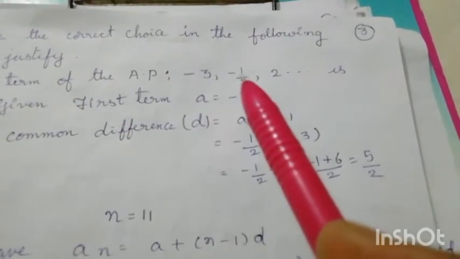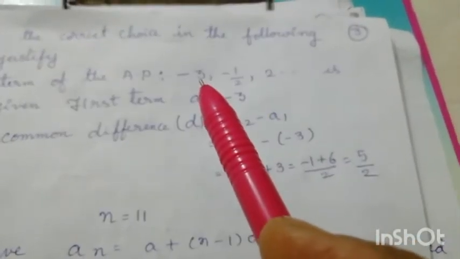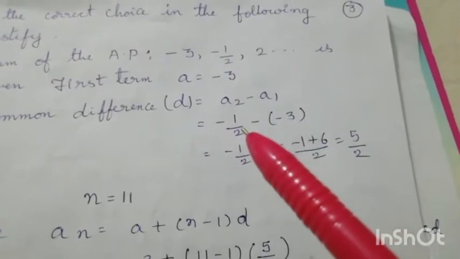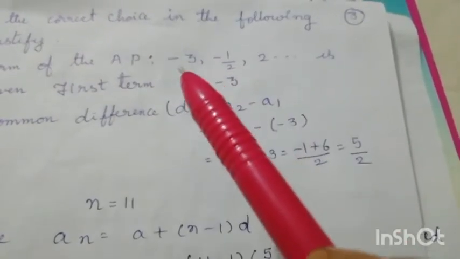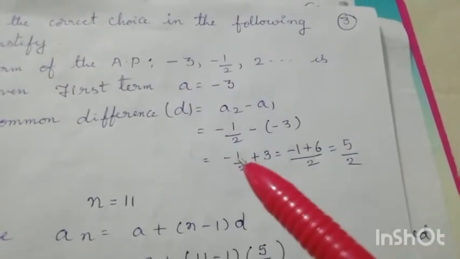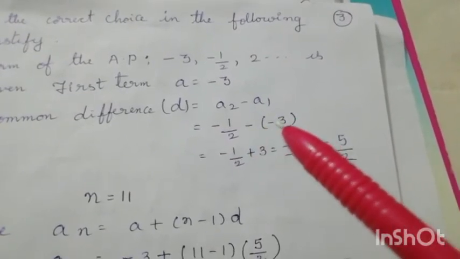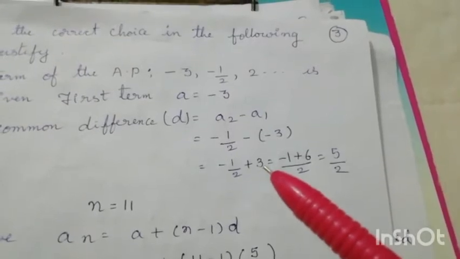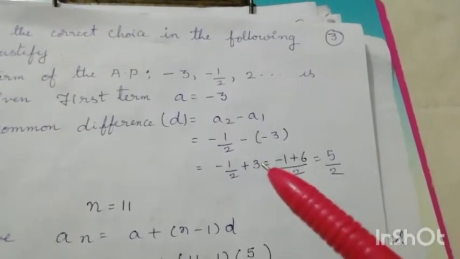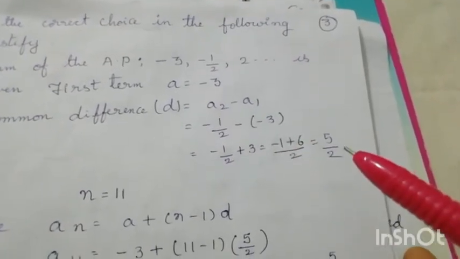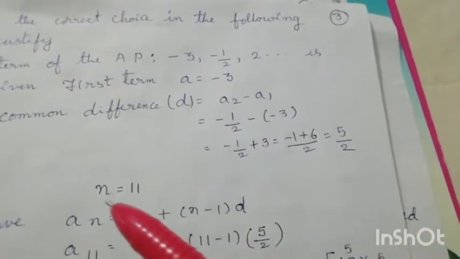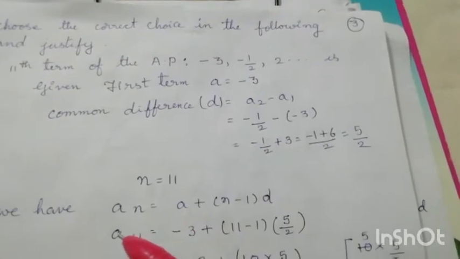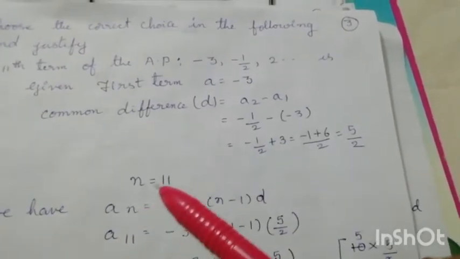Common difference D is equal to second term minus first term, that is A2 minus A1. A2 is minus 1 by 2, minus of A1 is minus 3. So minus 1 by 2, minus into minus is plus 3. So minus 1 by 2 plus 3 is minus 1 plus 2 times 3, that is 6, by 2, which is equal to 5 by 2. And here N is equal to 11. So we have to find the value of A11.